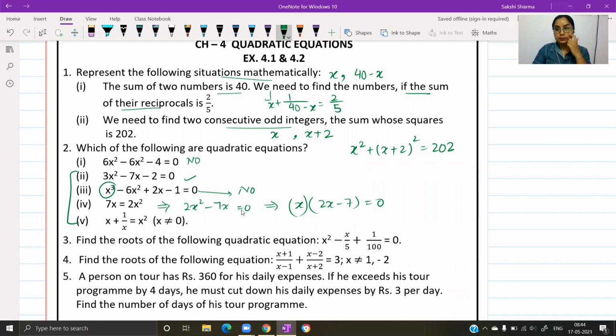Fifth part. Let's ask R.N. Madan. Fifth part. Is this a quadratic equation?